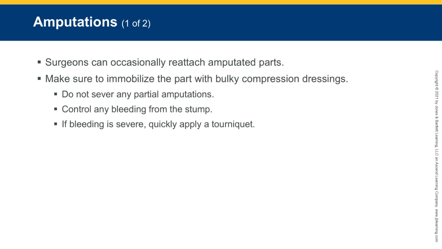In some cases, surgeons can reattach amputated limbs if the severed part is properly preserved. Immediate care includes controlling bleeding with a bulky compression dressing or tourniquet and immobilizing the injured stump. Partial amputations should never be fully severed in the field, as preserving blood flow increases the chances of successful reattachment.